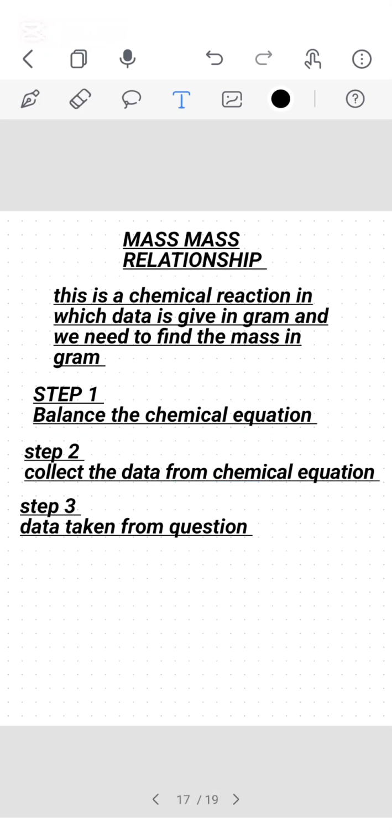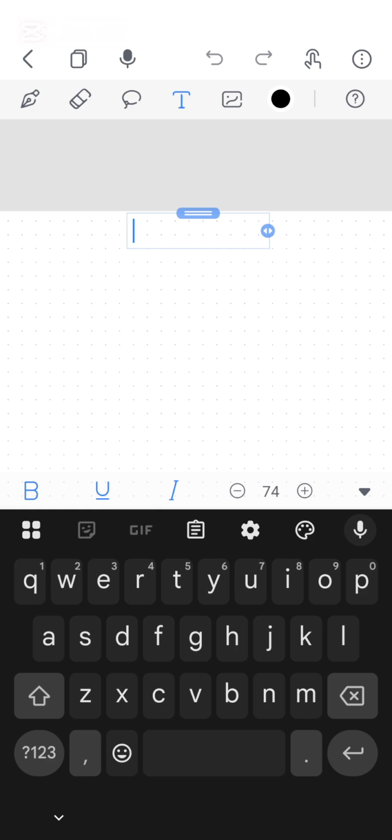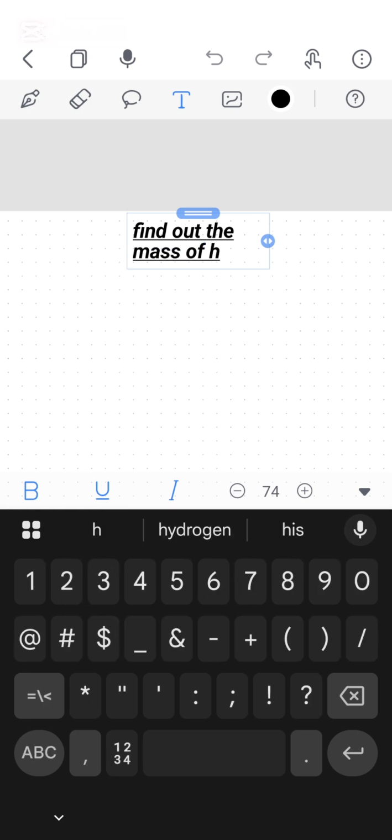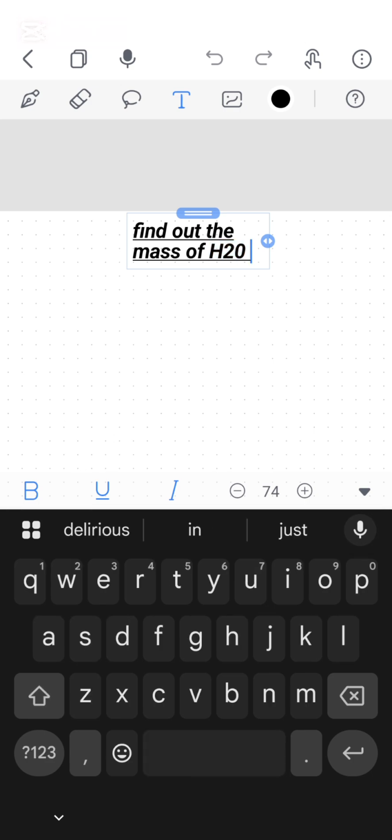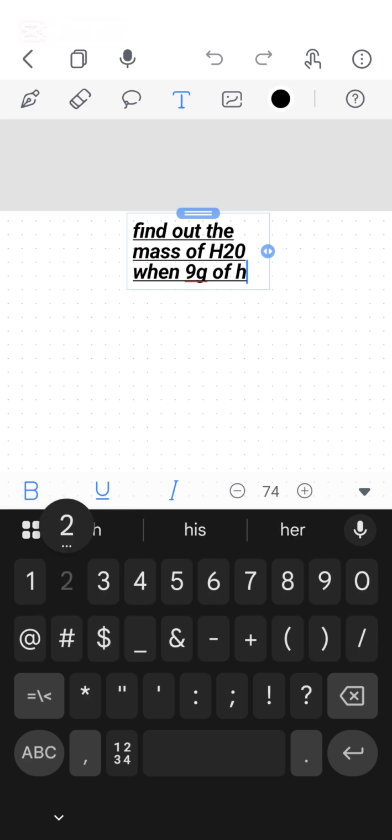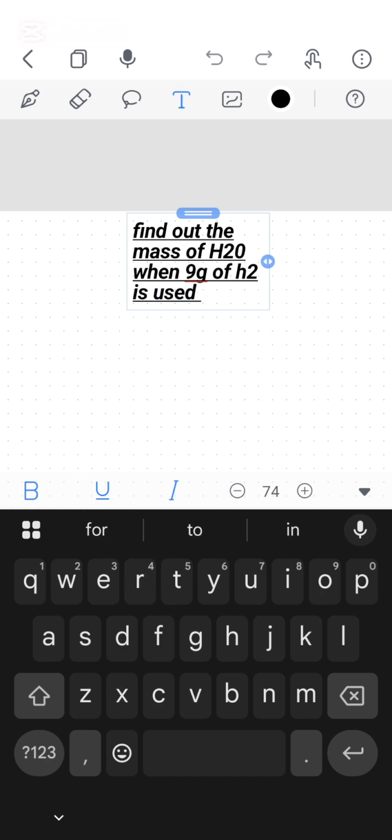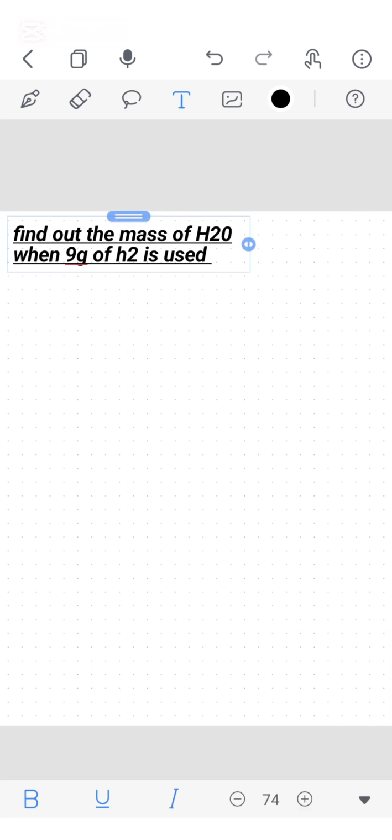I can write a question on the next page so you may clearly understand. We have a question: find out the mass of H2O when 9 gram of H2 is used. In that question it is saying to find out the mass of H2O when 9 gram of H2 is used.